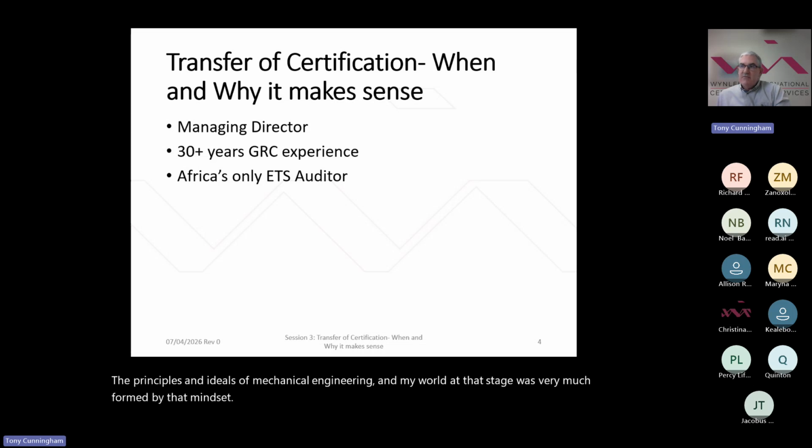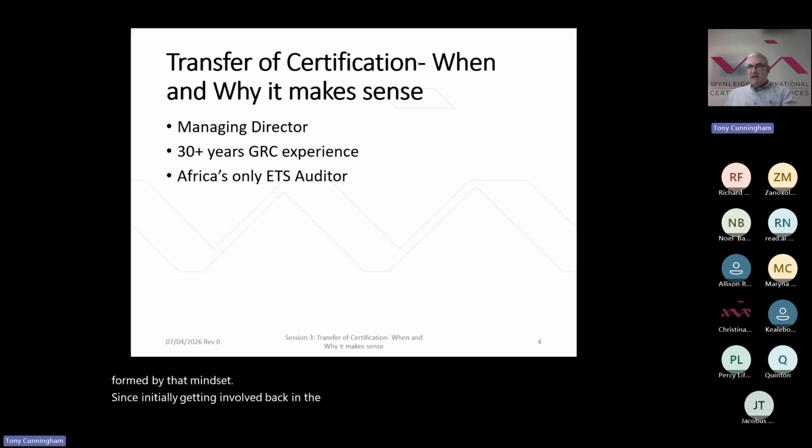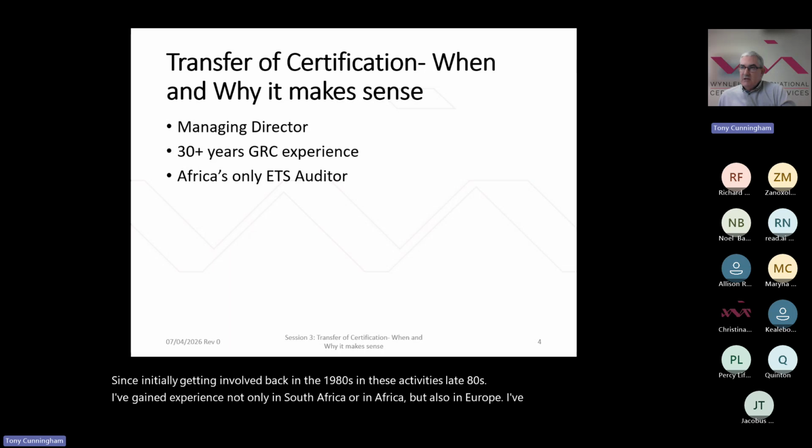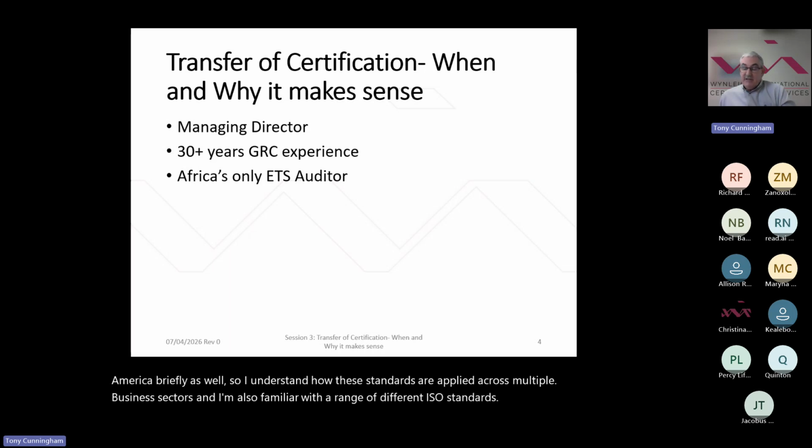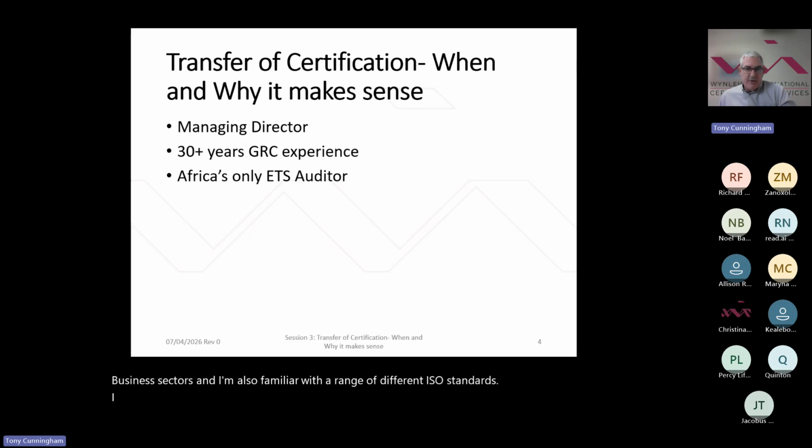Since initially getting involved back in the 1980s, late 80s, in these activities, I've gained experience not only in South Africa or in Africa, but also in Europe. I've worked in America briefly as well. So I understand how these standards are applied across multiple business sectors. And I'm also familiar with a range of different ISO standards. I still am very operationally bound.